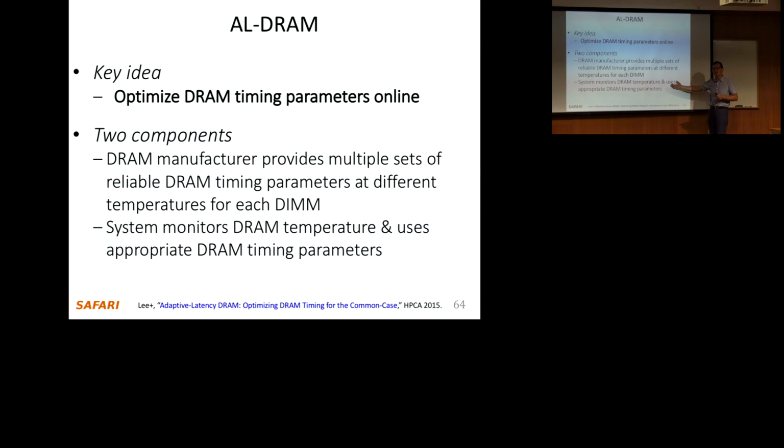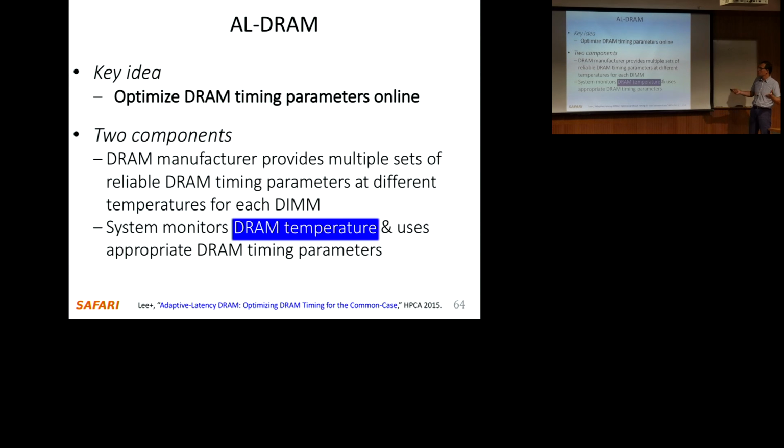But if you do it for each DIMM, of course, there's a lot of variation across the DIMMs. As a result, you gain even more. And the system monitors DRAM temperature and uses appropriate DRAM timing parameters for the DIMM in question. So how do you monitor DRAM temperature? This actually already exists. And as long as you did it at coarse grain, this is not bad. And a lot of the DRAM temperature sensors are actually fine-grained enough to cover two different widely varying sets of temperatures. Yes?